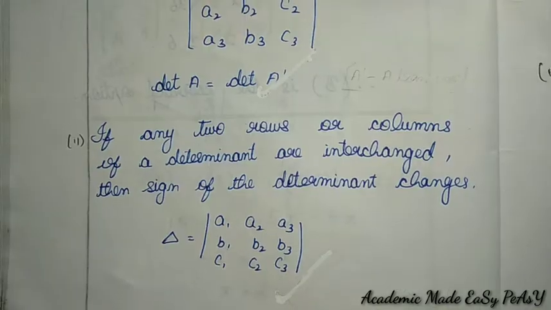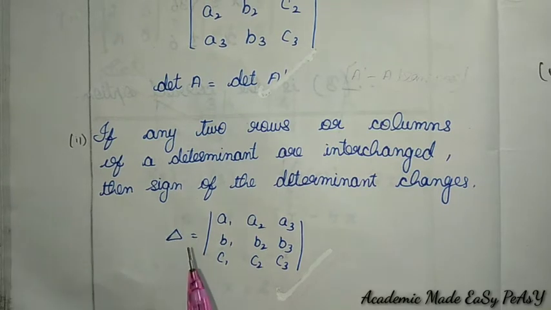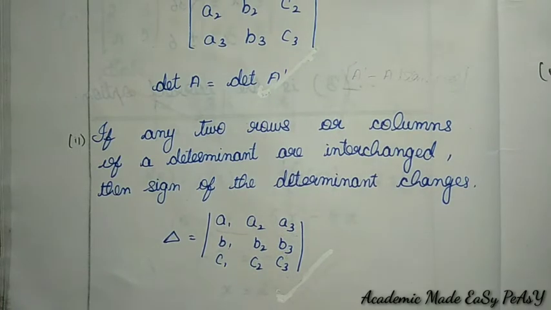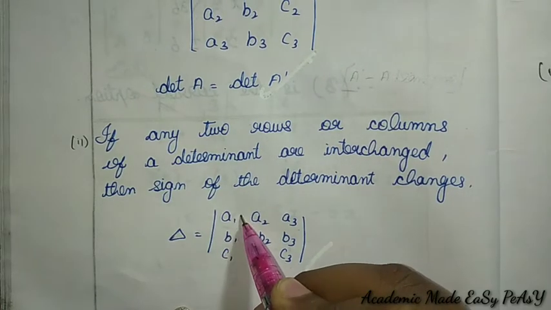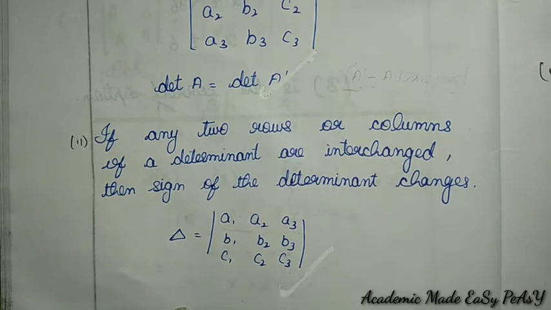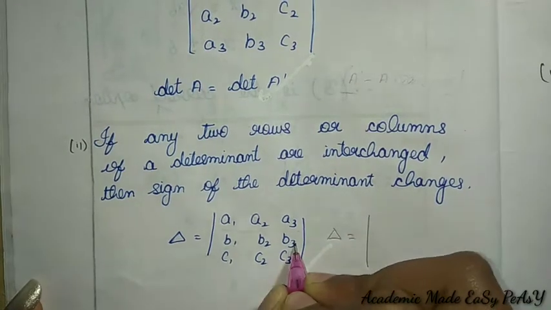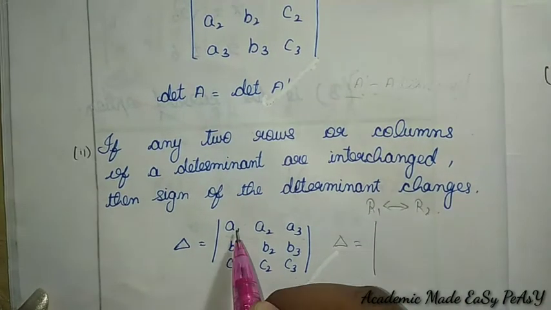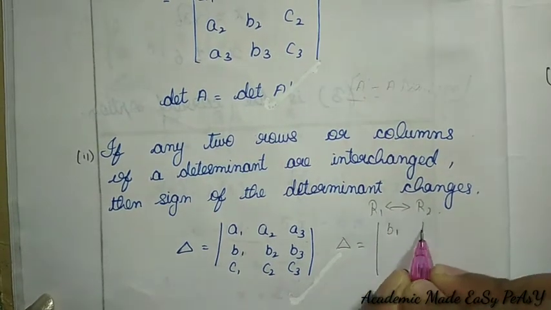If any two rows or columns of a determinant are interchanged, then the sign of the determinant changes. See, I have row 1, row 2, row 3. For example, if I want to change my second row to the first row, like B1 to here and C1 to here, then I have to change my sign. I'm swapping row 1 and row 2, so my row 1 becomes row 2 and row 2 becomes row 1. That is just interchanging my rows.